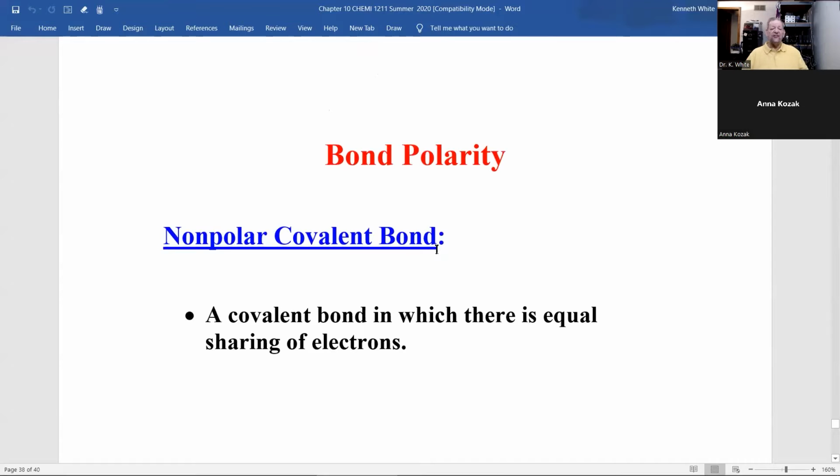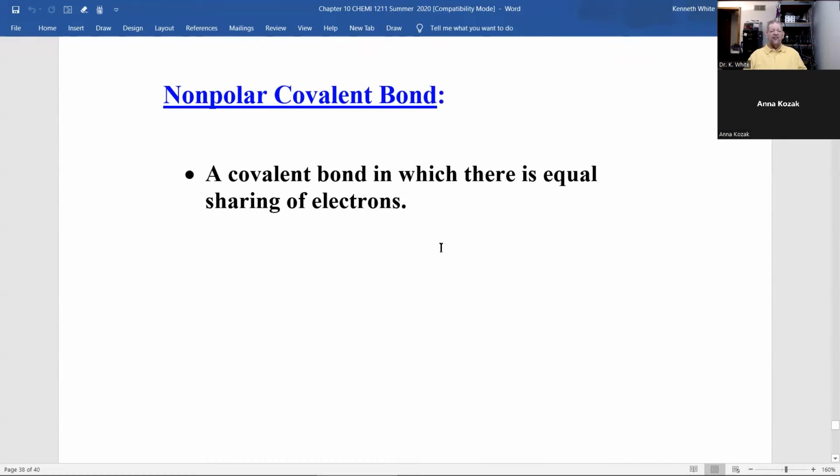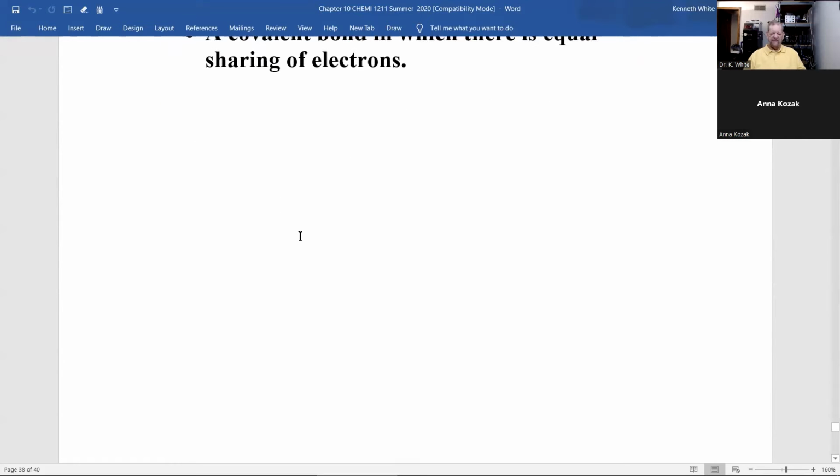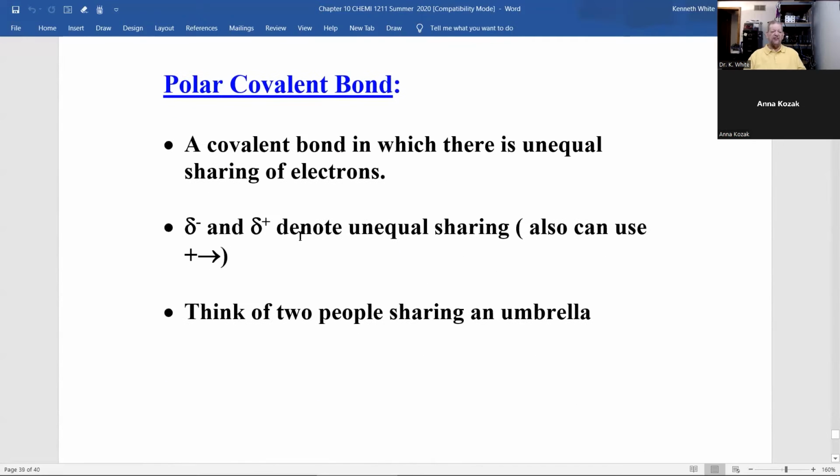Now, there are different types of bond polarity, and I'm going to turn the switch click off for this. I'm not going to ask this ever on a test, but non-polar covalent bonds are covalent bonds with equal sharing. Then there's polar covalent bonds, which have unequal sharing, like I just showed you.